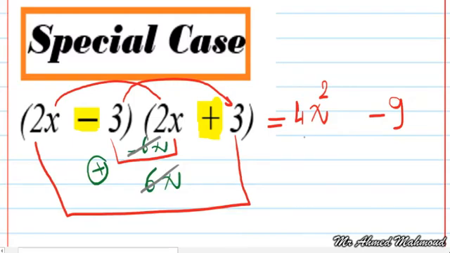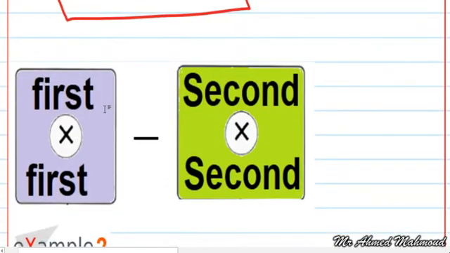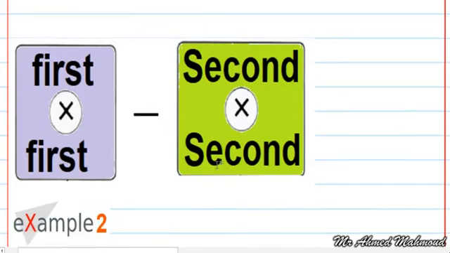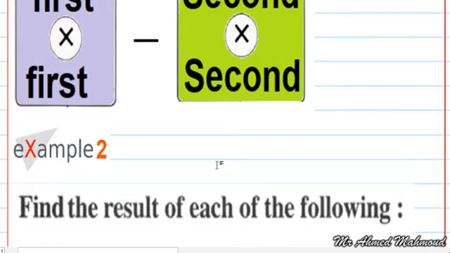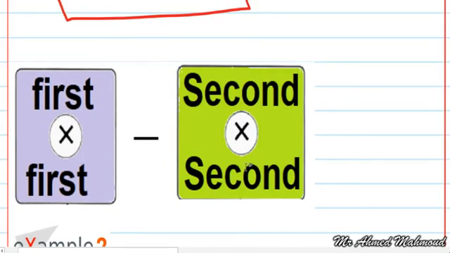If we have two brackets that include the same terms and the middle signs are different, one of them negative and the other positive, then this is a special case. What am I going to do? Multiply first by first, second by second, without the middle term. Let's see the rule. It will be like this: first times first, minus second times second. Okay, this is the rule, don't forget. First by first, second by second.